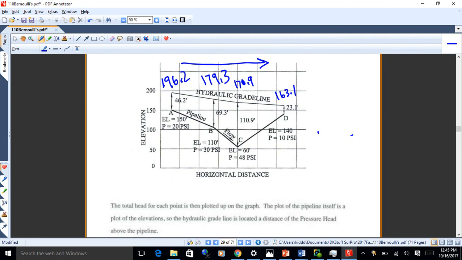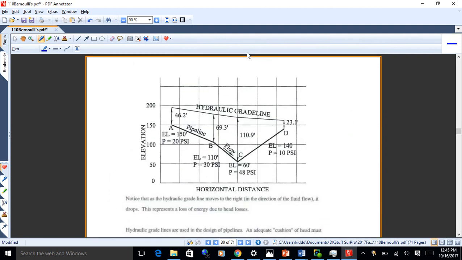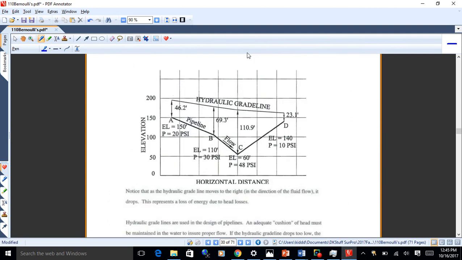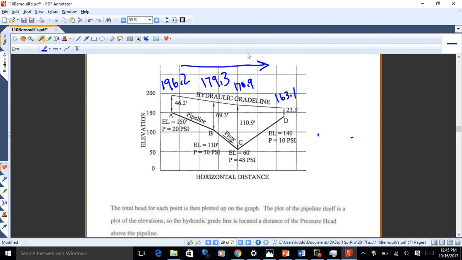All right, so that's a hydraulic grade line. That's the idea. Are we okay with that? Questions?